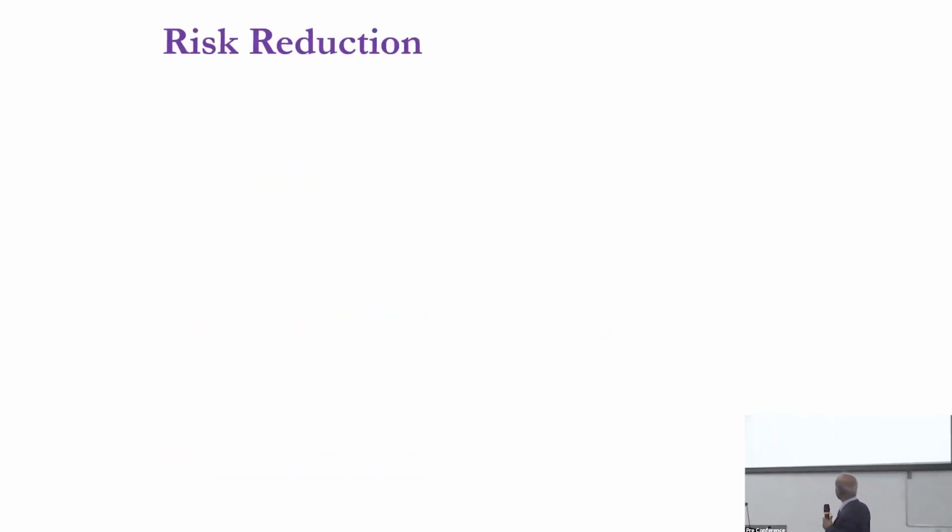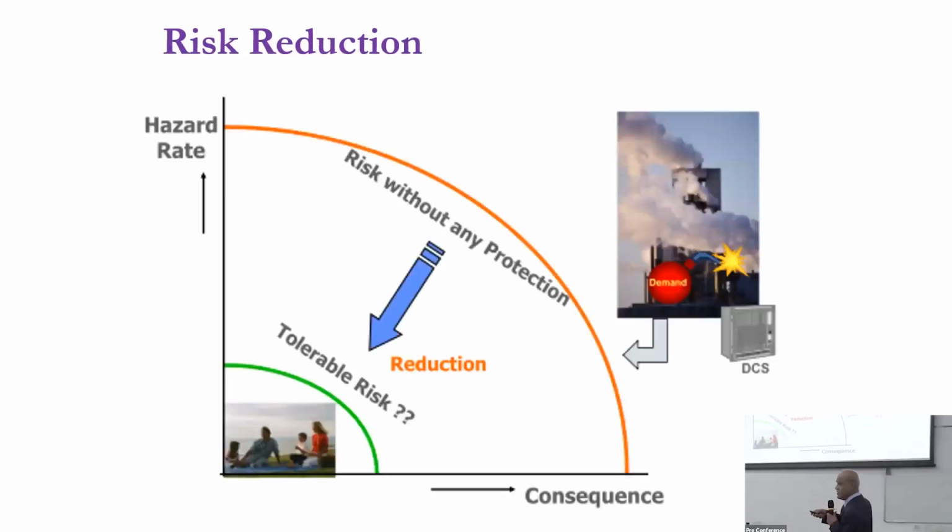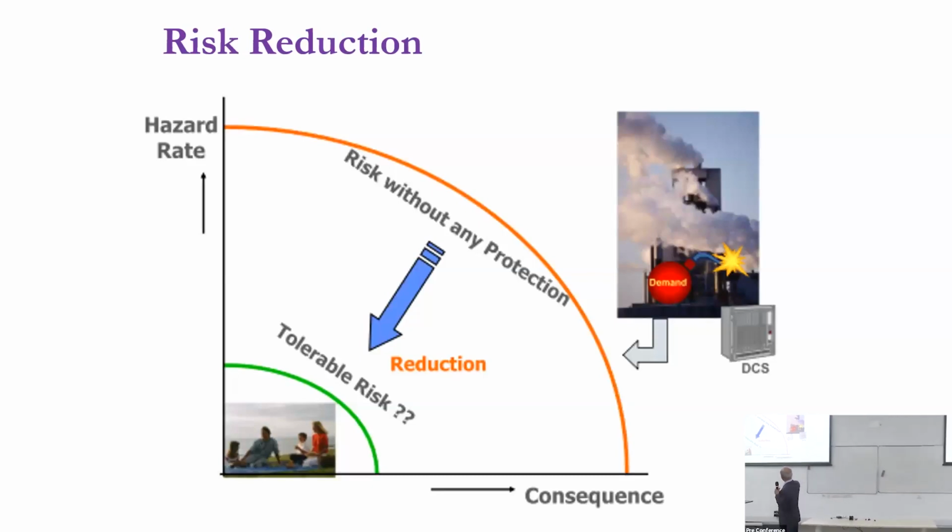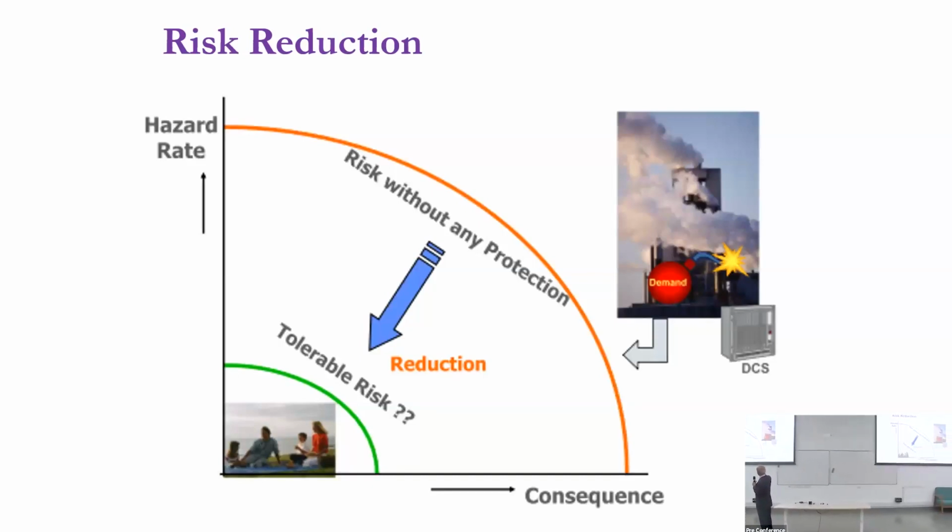What we are looking at is risk reduction. As I mentioned about the previous slide, here we have to bring down the risk from the red one to the green one. The people sitting here are happily enjoying their beach, whereas the top one has gone up in flames. This accident has taken place. And so the consequences could be the highest once you move from left to right. And the same way the hazard rate goes from bottom to top.